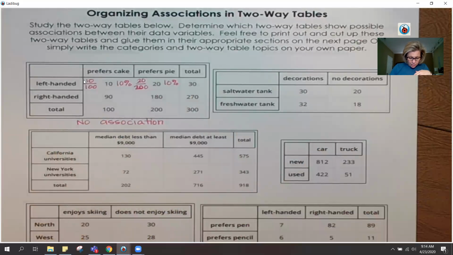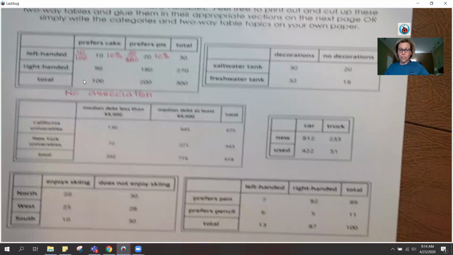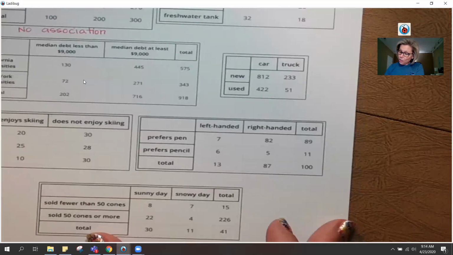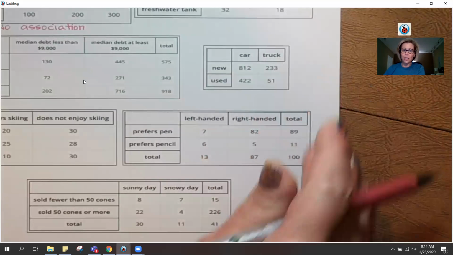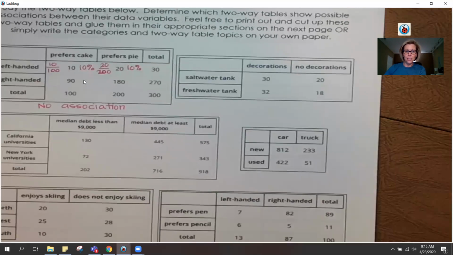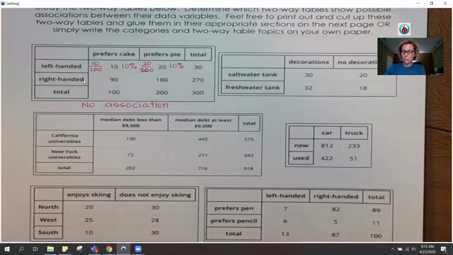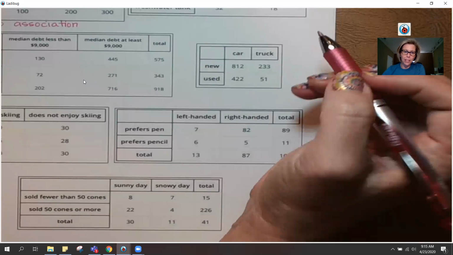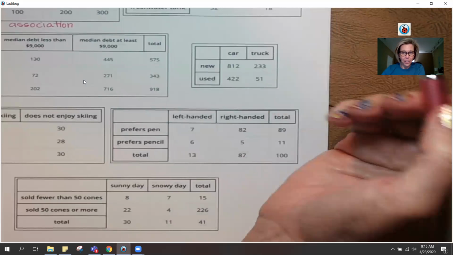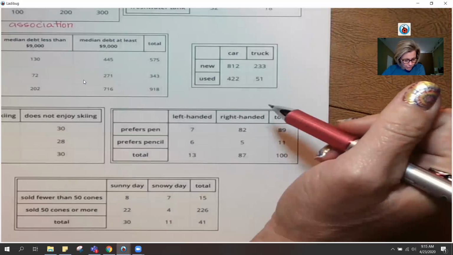Let's see, I'm trying to find one where you can see that there is an association. So if I come down here to this one with cars and trucks, and I realize you guys don't see it on the lesson where it's all on one paper, they're all individual. But know that this is how it looked originally, like if we were in the classroom, you would probably see this.